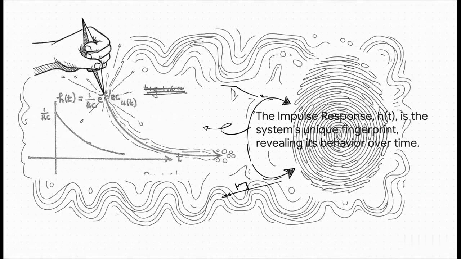And here is what that looks like. We hit the system with that one perfect spike, and this graph shows how it responds over time. This is the impulse response. And it is the system's unique fingerprint. I mean it. No two different systems will ever have the same one.